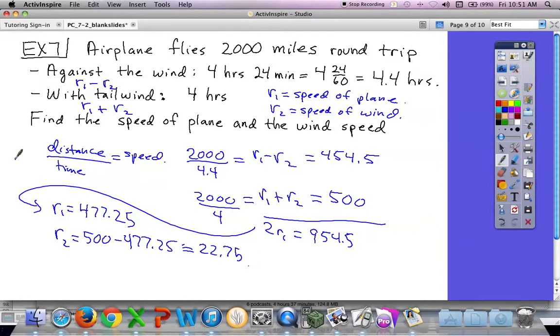Right, so in the homework there's one that's just like this. Well, there's 2 word problems.